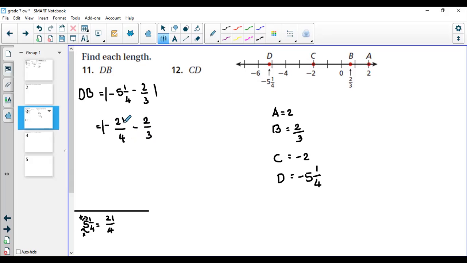Now still you cannot subtract it as both of them have different denominators. We need to make them the same. So to make them the same, I multiplied this fraction with 3 and this fraction with 4. So what's that going to give me? That's going to give me negative 63 over 12 minus 8 over 12.